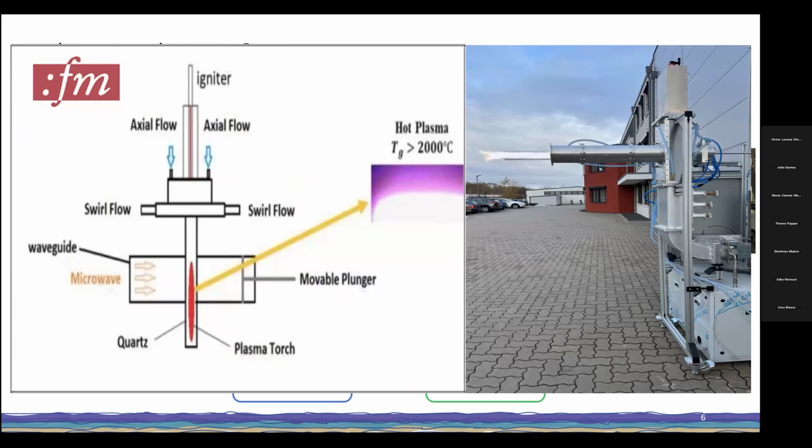Plasma can be generated using microwave energy. Microwave plasma torches use high-frequency microwaves to ionize gases, creating plasma that reaches extreme temperatures. Here you can see a 100 kilowatt microwave plasma torch developed at Fricke und Mallah Microwave Technology Company, boasting an impressive 85% energy efficiency, a unique achievement in the field.